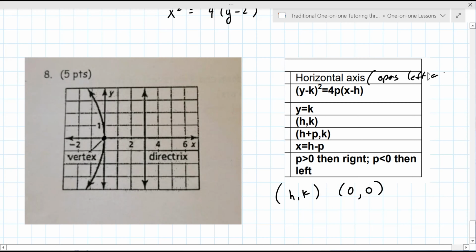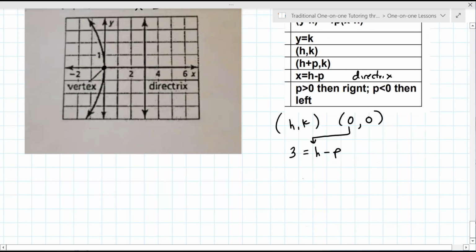And the directrix can also tell you which one it is. It's at x equals 3. And the directrix is h plus p. Sorry, it's right there below, h minus p. So your x is 3 equals h minus p. Your h is 0, so it's 3 equals 0 minus p. And then you solve for p equals minus 3.